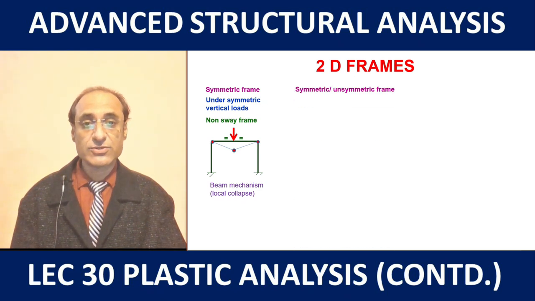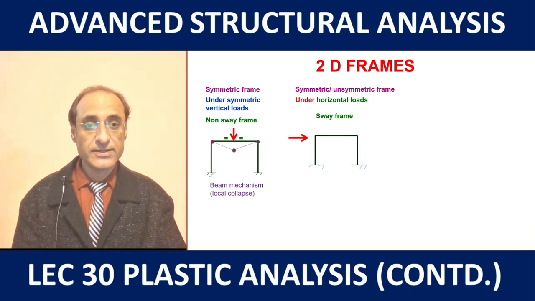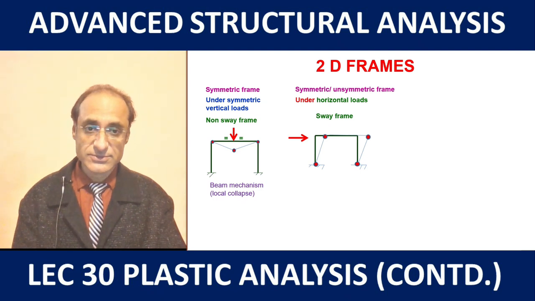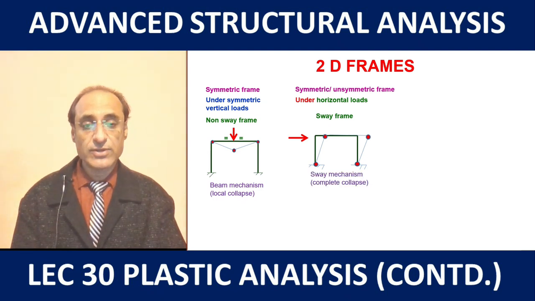Now another situation could be that we have a frame, irrespective of whether it's symmetric or unsymmetric, but it is under horizontal loads. So it is a sway frame, and in this particular situation the possible mechanism is the sway mechanism, where the formation of the hinges takes place in the columns. So here complete collapse of the structure occurs unlike the first mechanism.